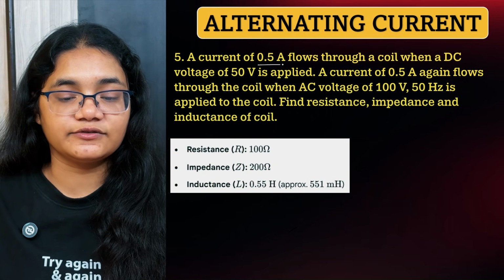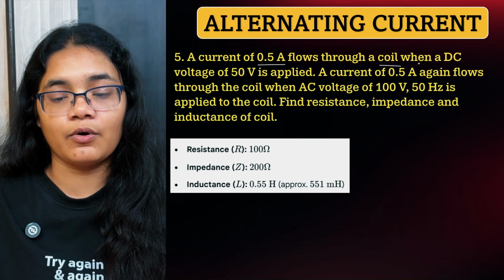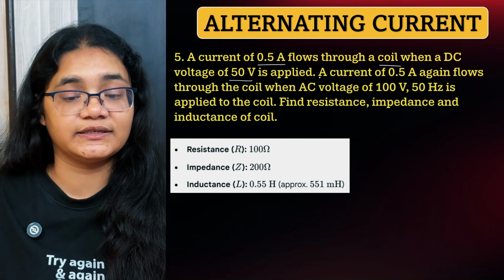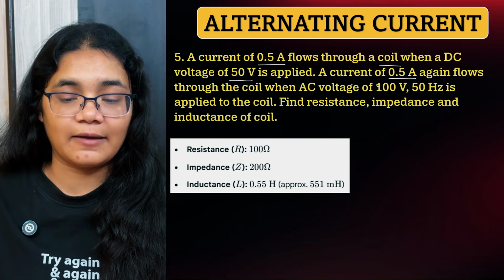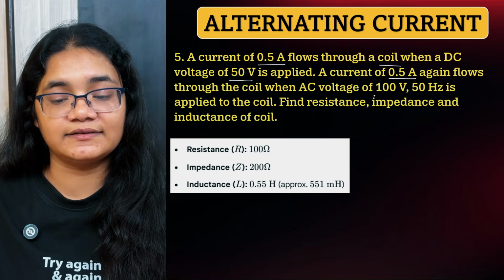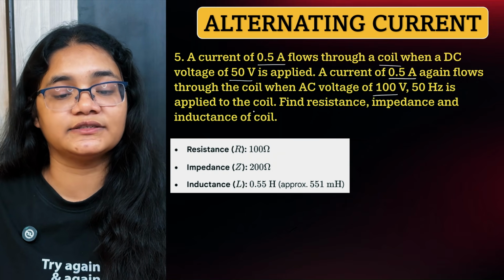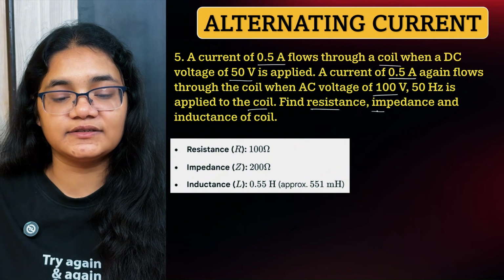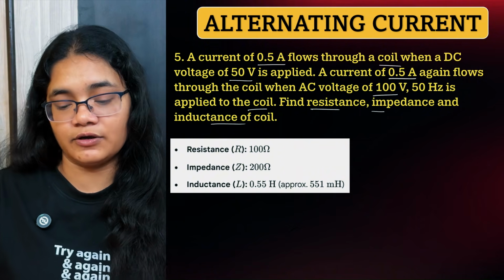Next, we have a current of 0.5 ampere flows through a coil when a DC voltage of 50 volt is applied. A current of 0.5 ampere again flows through the coil when an AC voltage of 100 volt 50 Hz is applied to the coil. Find the resistance, impedance, and the inductance of the coil.